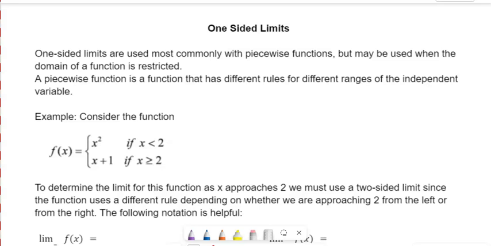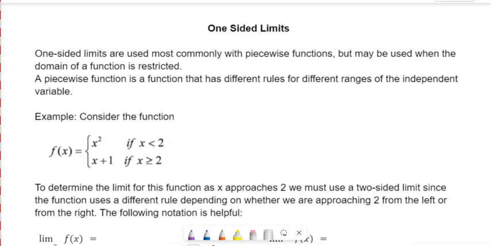So previously we talked about just limits in general, but now we also want to discuss one-sided limits. And these are used usually with piecewise functions or when the domain of a function is restricted for some reason. And just as a reminder, a piecewise function is a function that has different rules for different ranges of each independent part of that function, each piece.